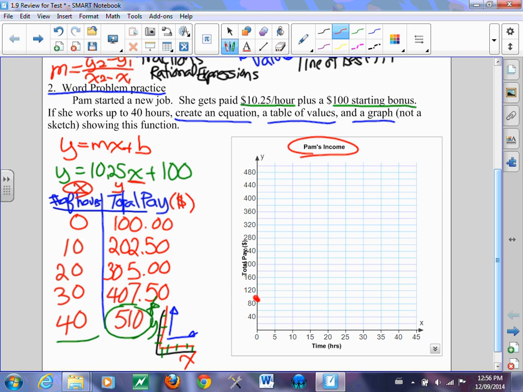And then I've got 10 and 202, which is right there. 20 and 305. Sorry, 280, 305 right there. 30 is 407. Takes you a minute or two to do this, that's fine. And 40 is 510.